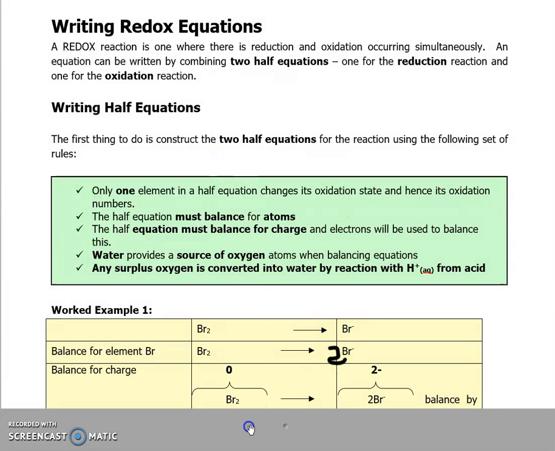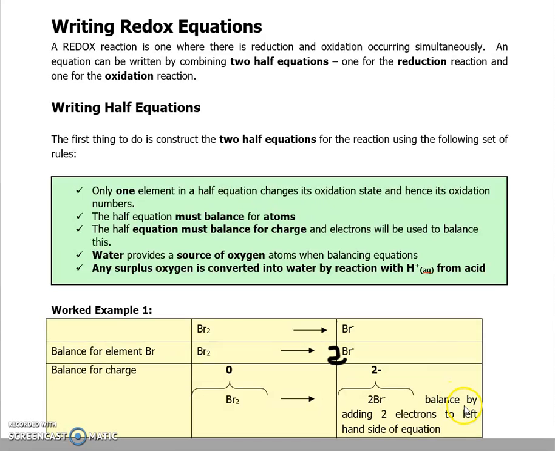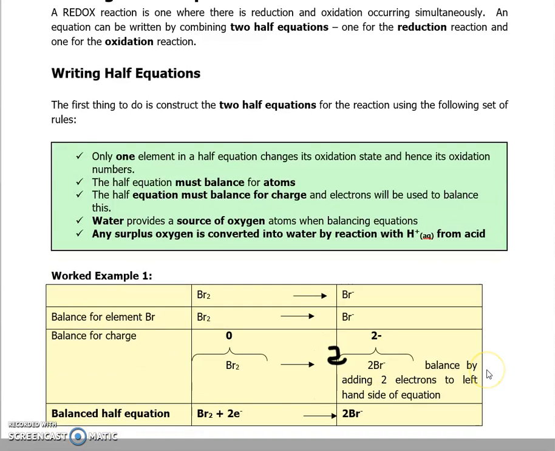The next thing we do is balance for charge. Overall on the left hand side we've got a neutral charge, a 0 charge. On the right hand side we've got 2 negative ions because we've got 2 bromides. So we need to balance the left hand side of the equation by adding 2 electrons. Just writing 2 electrons plus your bromine gives you your balanced half equation, because we've got 2 bromines, 2 bromines, and overall a charge of -2, overall a charge of -2. So that's the first example.